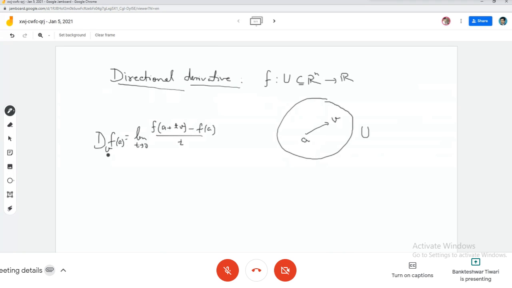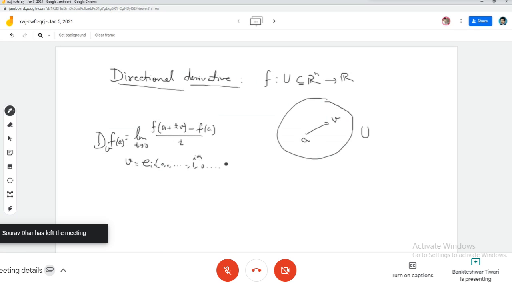And in particular, we discussed that if this V is your ith basis vector, that is 0, 0, 1 at ith place, and again then 0, 0, 0. In particular, for i equal to 1, it is first place 1 and rest 0, i equal to 2, second 1 and rest 0, and so on.